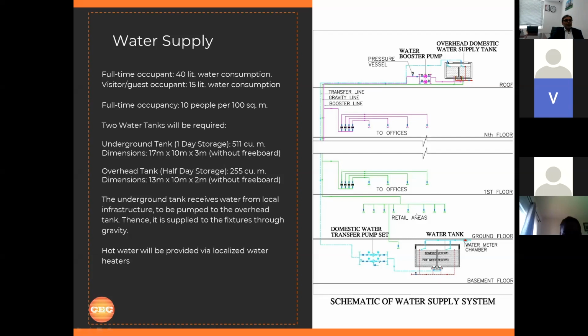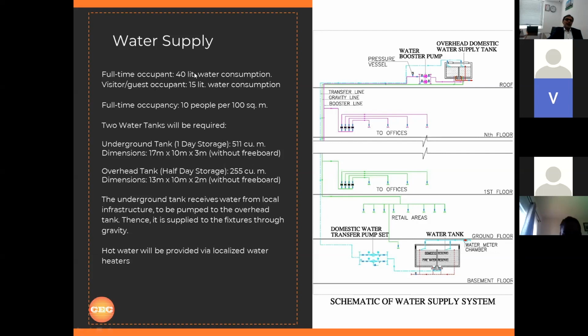So half a day storage is kept on the roof and the remaining is on the underground storage. We also need to analyze, as we discussed earlier, allocation. Are the toilets common shared, or are they provided in each office? Based on the number of fixtures, the consumption will increase and accordingly the capacities will vary.